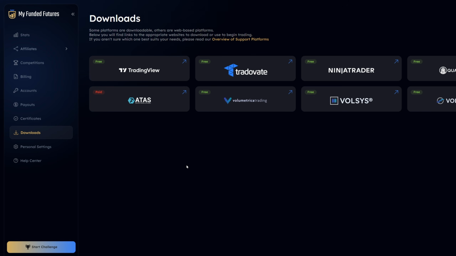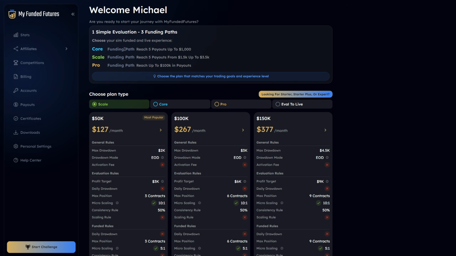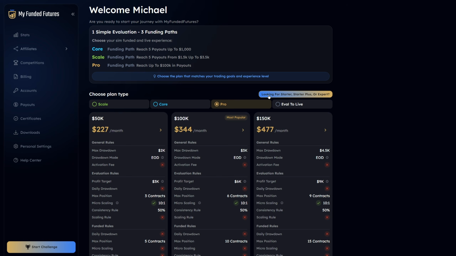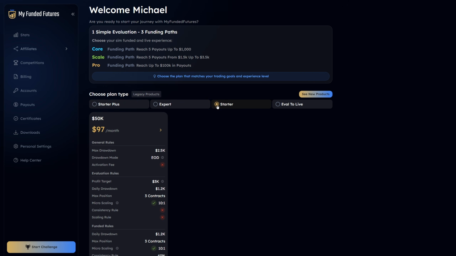Now, if you want to learn how to access the legacy accounts within your dashboard of My Funded Futures, go right down here to where it says Start Challenge. Now, what you'll see up here is the new rules that My Funded Futures has laid out. You can see the scale plan, the core, and the pro. But also, if you click right up here where it says looking for starter, starter plus, or expert accounts, you click right there. And now you can see those old accounts. They have the starter plus, they have the expert, and they have the starter plans.